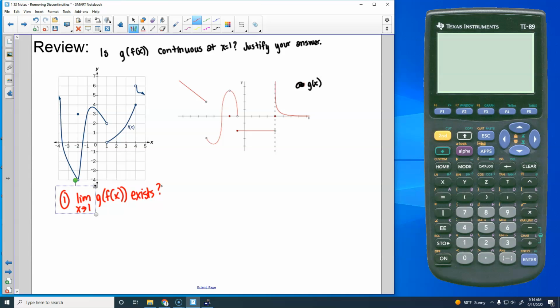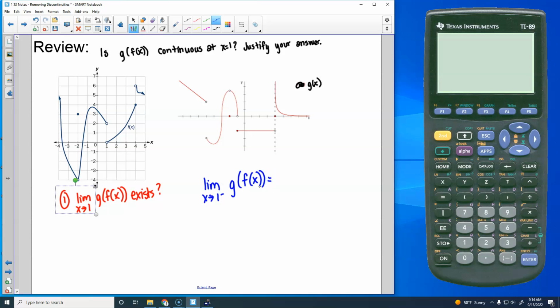And so if we're doing the limit as x approaches 1 of g of f of x, we're going to have to approach it from the left and from the right here, because whenever we do this limit, we're going to do f of x first. And do we get the same value from the left and from the right here? We do not. So we've got to do this limit from the left and right. So limit as x approaches 1 from the left of g of f of x.